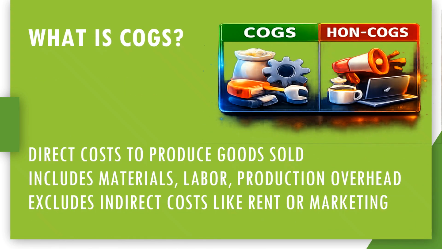COGS, cost of goods sold, is the money spent to make the product you sell. Think raw materials, labor, and factory overhead. These are costs directly tied to each product. Indirect costs like office rent or marketing are important but are not part of COGS. Understanding this distinction is key. For instance, a freelancer selling handcrafted items must separate the cost of materials and labor from general expenses. This gives clarity on what each sale truly costs.